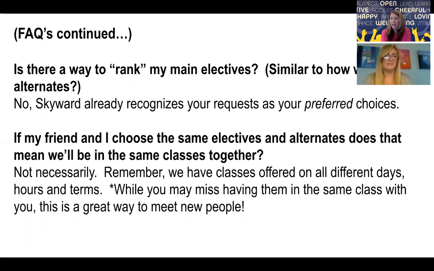If my friend and I choose the exact same electives and alternatives, does that mean that we'll be in the same classes together? Not necessarily, because remember, we've got those classes offered at all different hours and terms. And so you could have a perfectly matched schedule with your friend and not end up in any of the classes with your friend. And the real injustice to that would be that you're choosing classes that maybe your friend wants to choose and not that you necessarily would choose if it was your first choice. And the other thing that I've noticed over the years of working at the middle school is when you choose classes that you like, you actually have an opportunity to meet some new people in there. A lot of students make friends based on being in classes where they don't have a friend.